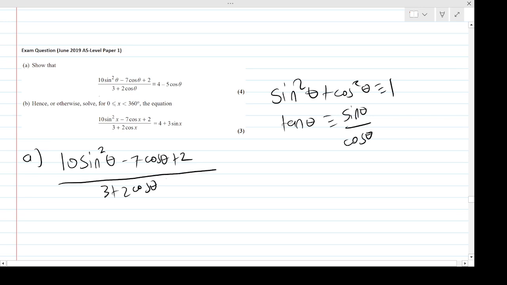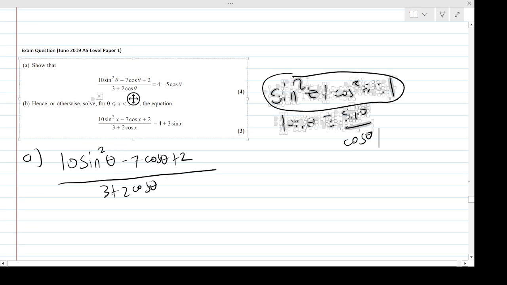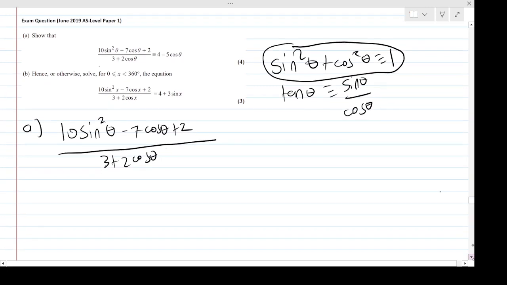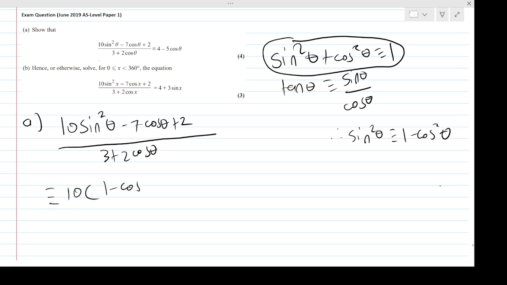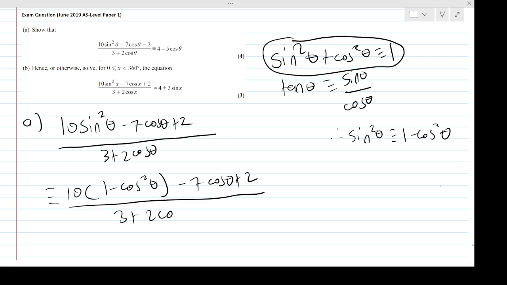Right, so where am I going to start? Well, I have a sine squared here. I notice I can apply this identity here, right? So there we are. Let's try and substitute that in then. So obviously sine squared and cos squared is 1, therefore sine squared is going to be 1 take away cos squared then, right? If I substitute that in then, it's identical to 10 lots of 1 minus cos squared theta minus 7 cos theta plus 2 over 3 plus 2 cos theta.